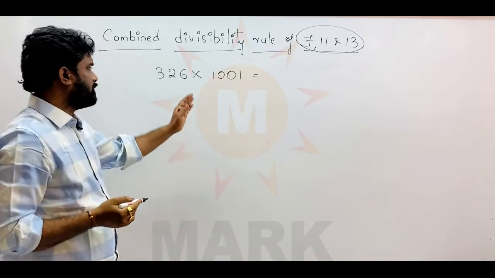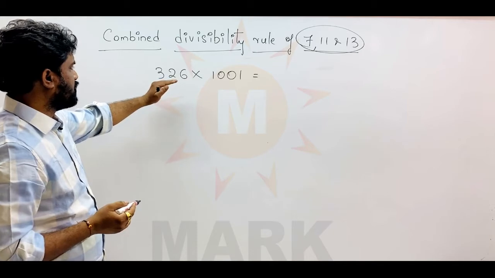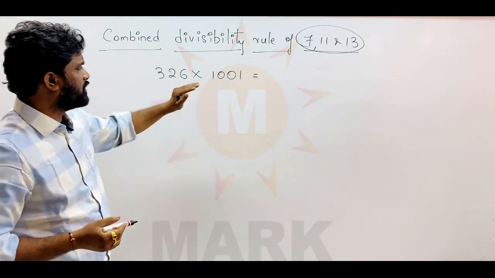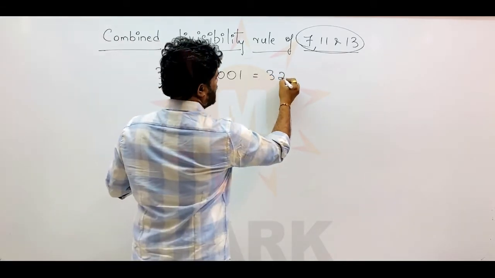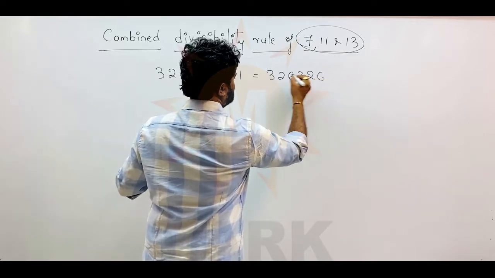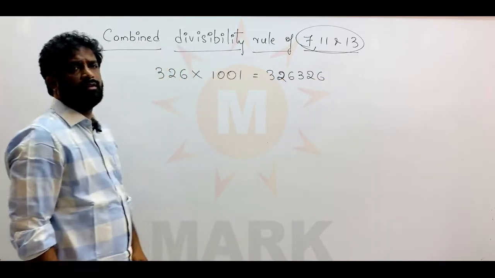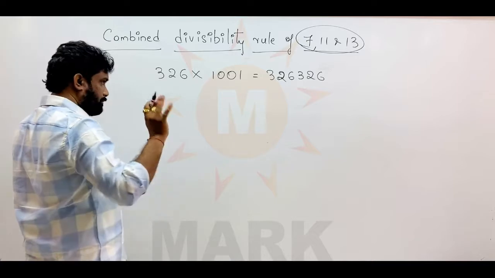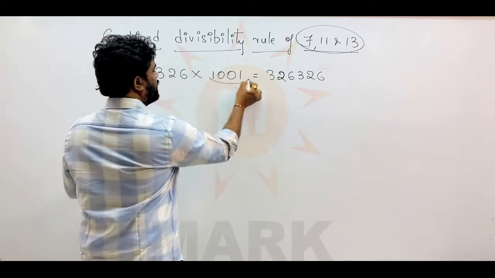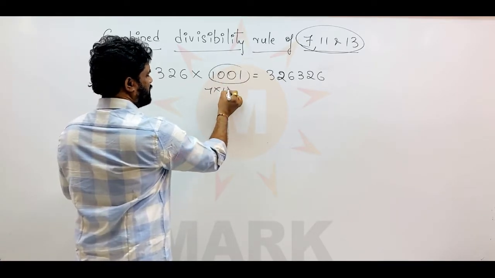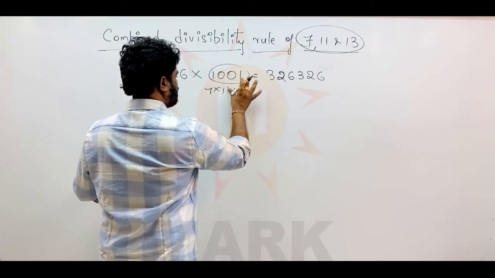As you know friends, from our existing method, when any 3-digit number is multiplied by 1001, that number will get repeated: 326 and 326. That will be the answer. But now it will be divisible by 7, 11 and 13, because 1001 is nothing but 7 into 11 into 13.